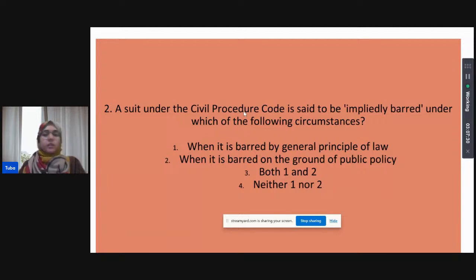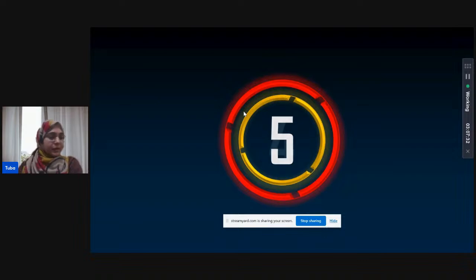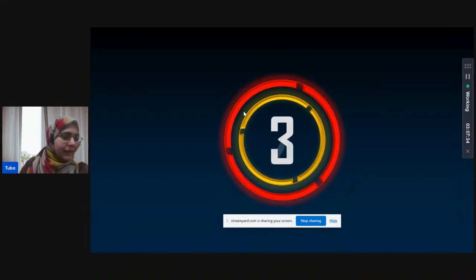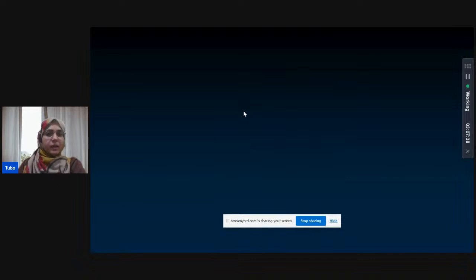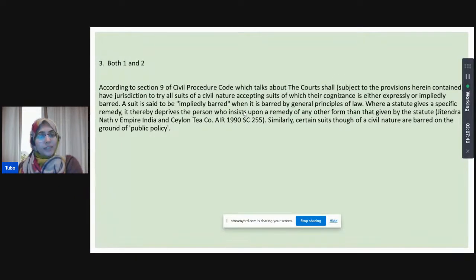All right. Excellent. Chetan has beat the timer. He thinks option 1 is correct. That is being barred by general principle of law. Shaktija, what do you think? The timer has ended. I will have to reveal the answer now. The correct answer is both 1 and 2. We have to go to, Shaktija is correct, both 1 and 2. We have to go to section 9 of the CPC, which talks about what is referred to as being impliedly barred, right?